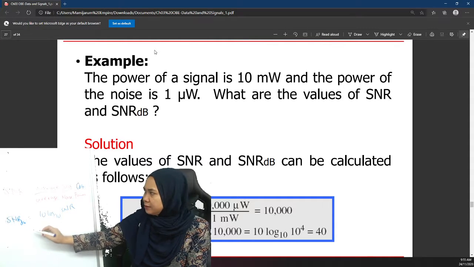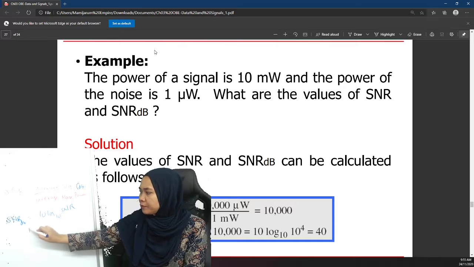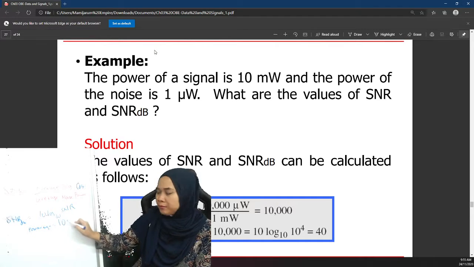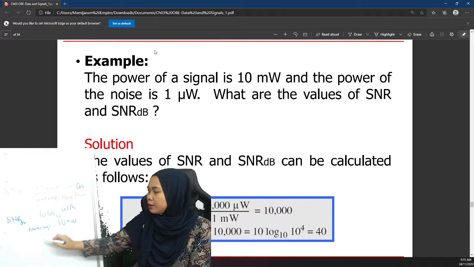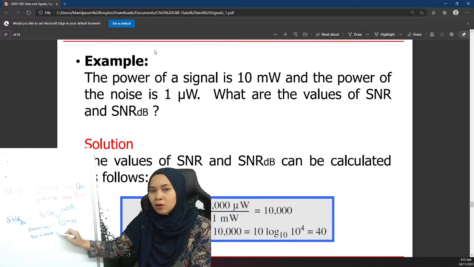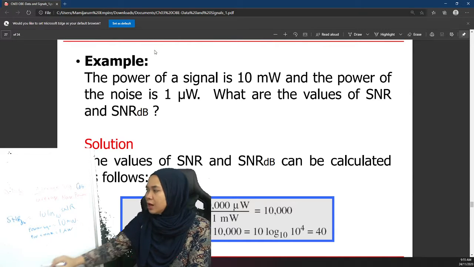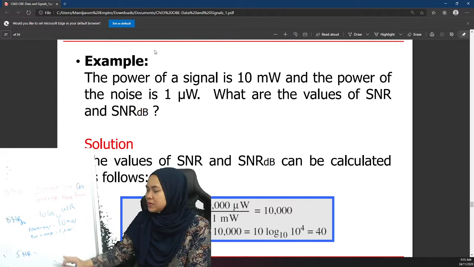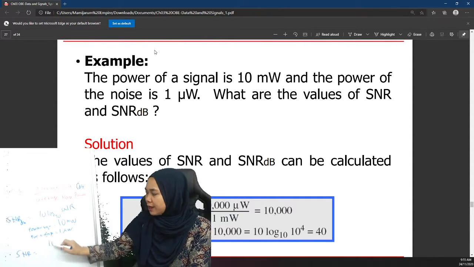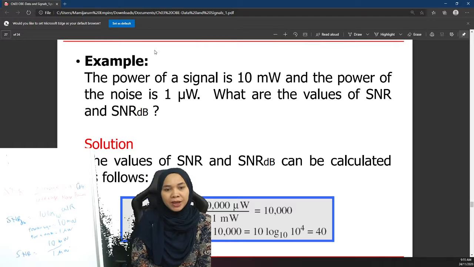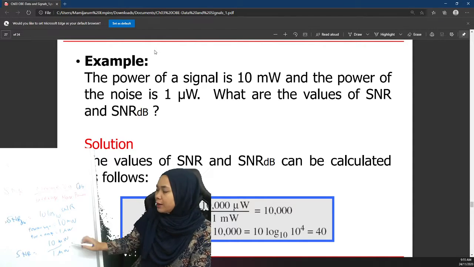Okay, so daripada example tadi, kita bagi tahu the power of signal adalah 10 milliwatt. Okay, power of noise 1 microwatt. Okay, now kita kira dulu SNR. Ikut formula SNR, power of signal dibahagi dengan power of noise, we got 10 milliwatt dibahagi dengan 1 microwatt. Okay, this one we have to change kepada watt dulu, baru kita boleh buat calculation.